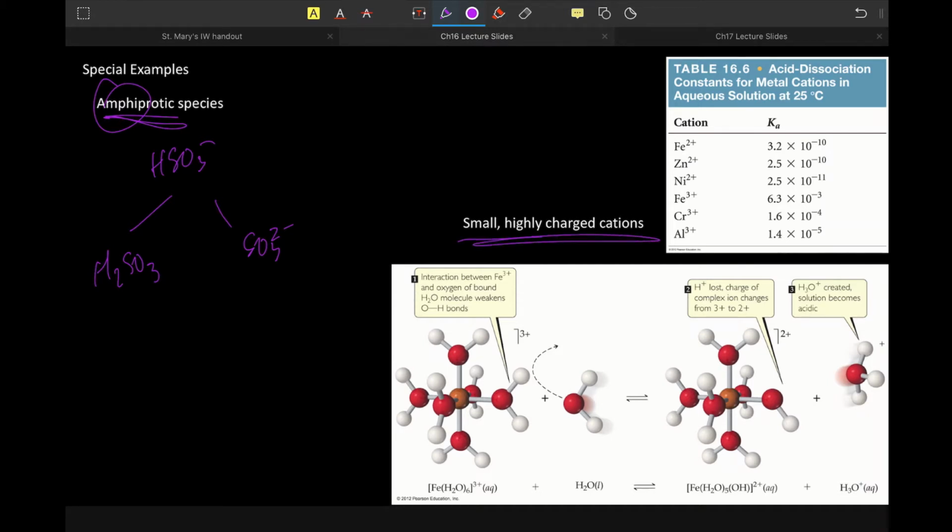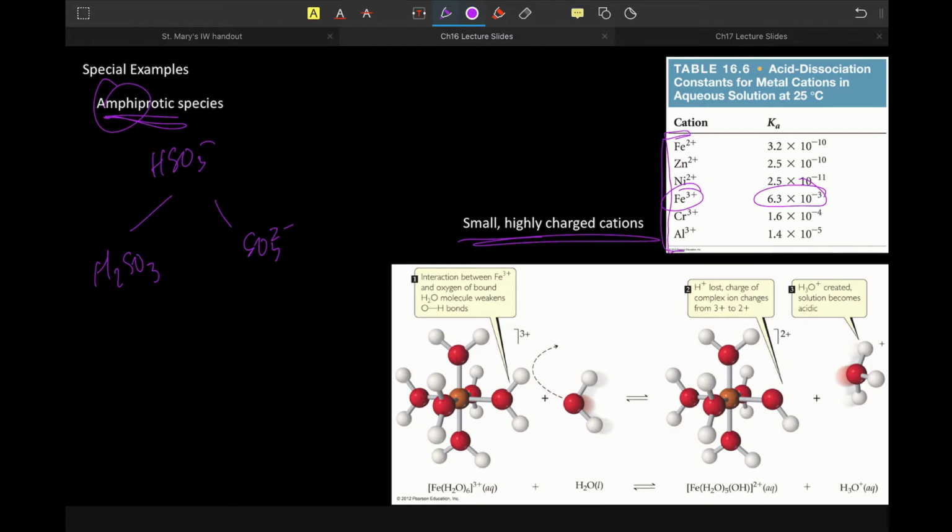This goes back to that Fe example we were talking about in the previous video, where this is relatively acidic, based on that K value, for small, highly charged cations. And note we're talking about 2 or 3 plus, and they're all relatively small, if we think about our periodic table and where these elements fall in terms of periods.